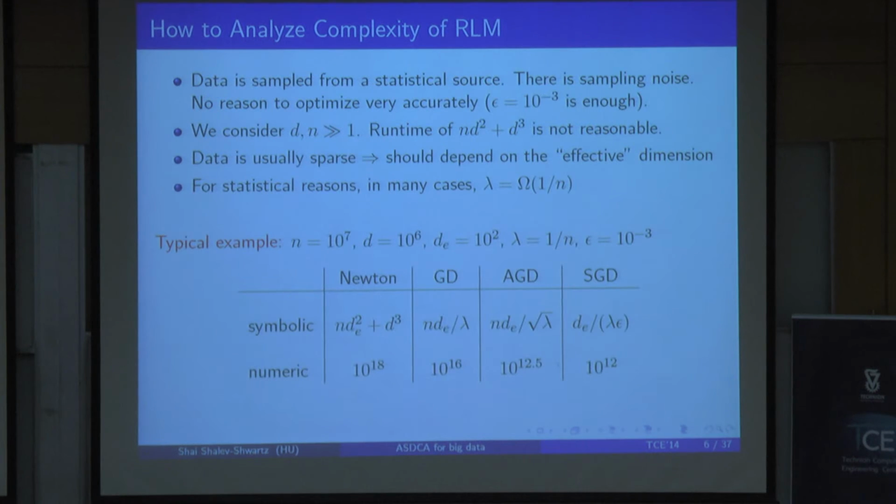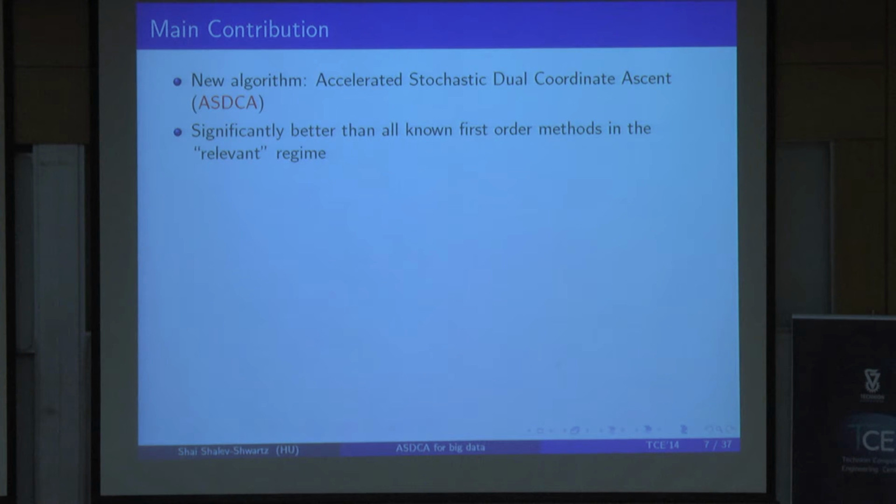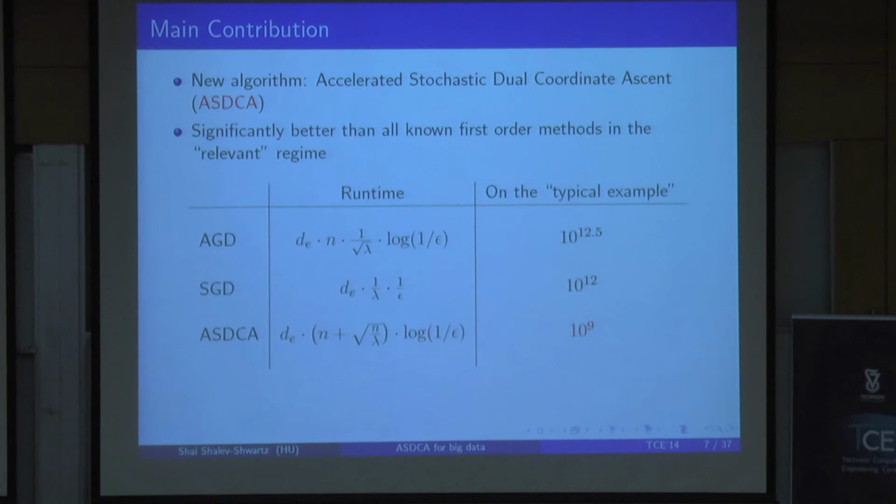Okay, so what I'm going to present is a new algorithm, which is called accelerated stochastic dual coordinate ascent. And this new algorithm is significantly better than all known first-order methods in the relevant regime, such as the typical examples that I mentioned before. So I'll try to explain how it improves over stochastic gradient descent, why stochastic gradient descent is good, how the new algorithm improves over it, and what is the new analysis or the rate of the algorithm that I will present. Okay.